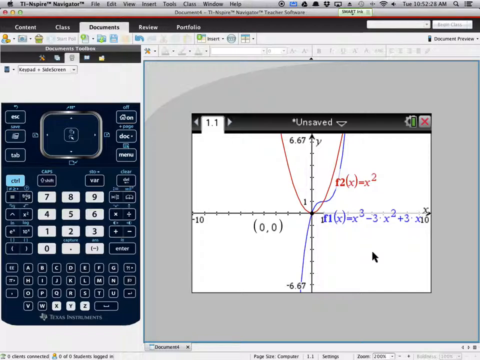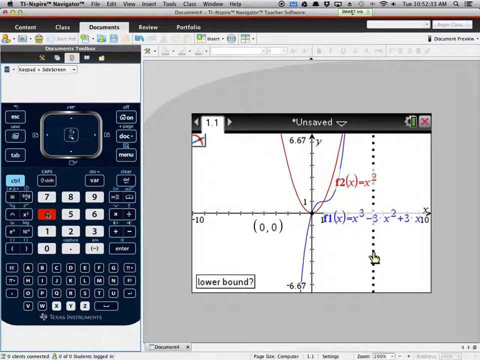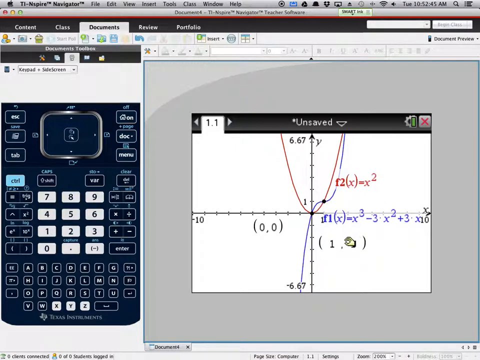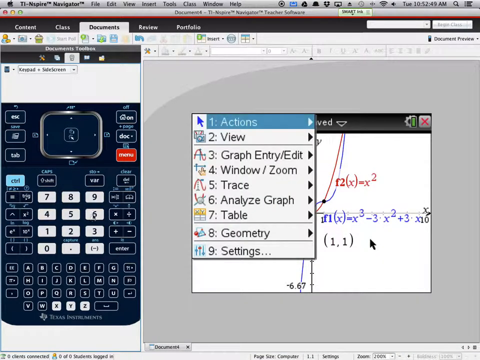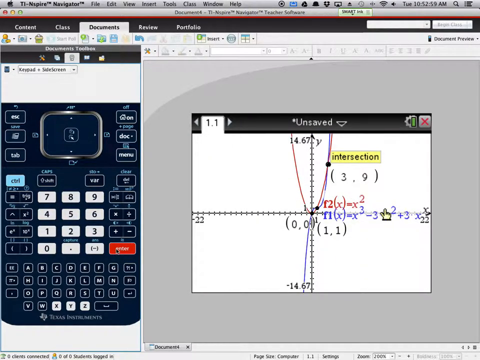Now I want the second intersection. So I need menu, analyze graph, intersection. Just on the left of the next one, press enter. Just on the right, press enter. So now I have two intersections, and I've got one more to go. So menu, 6, 4. We want to be on the left, press enter. On the right, press enter.